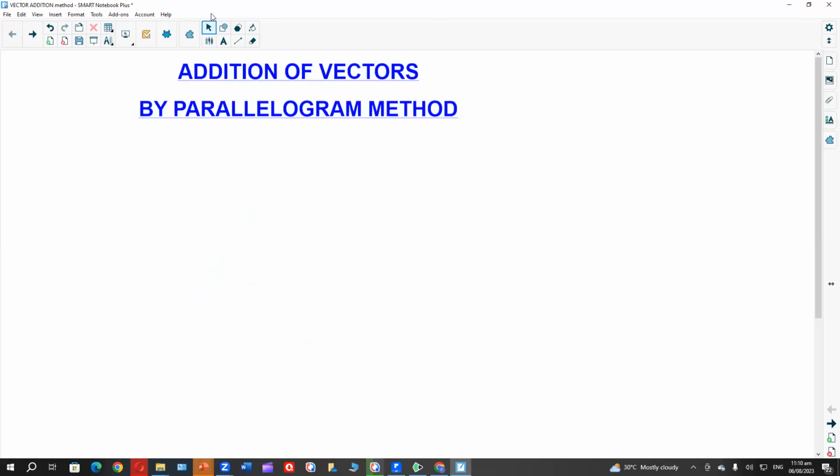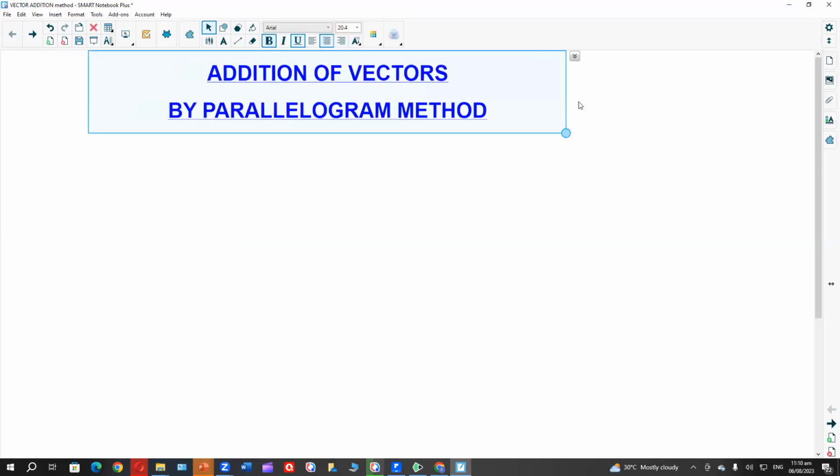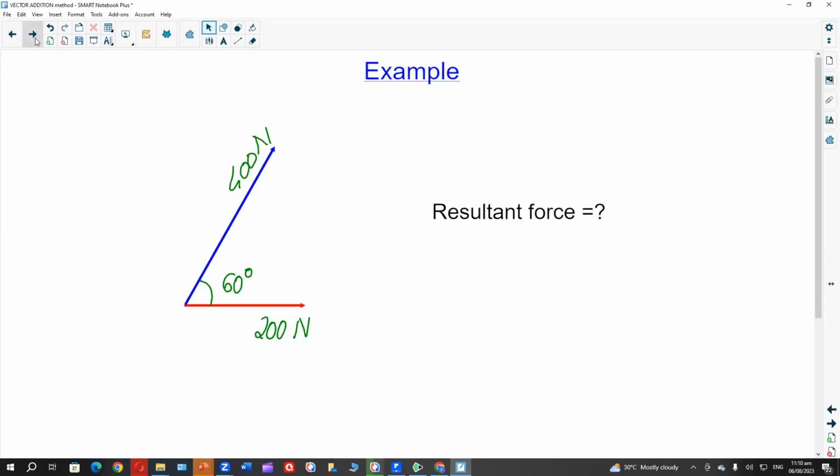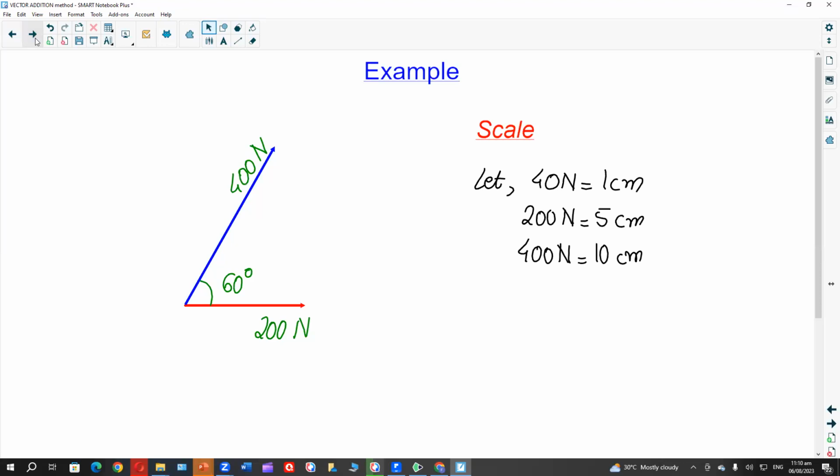We need to make a suitable scale, and as the method says, you can select any suitable scale which is according to the size. I'm taking a scale of 40 Newton equal to 1 centimeter. Then 200 Newton will be 5 centimeter and 400 Newton will be 10 centimeter. You have to copy this screen. Okay. You have to update and put the scale. Sure.